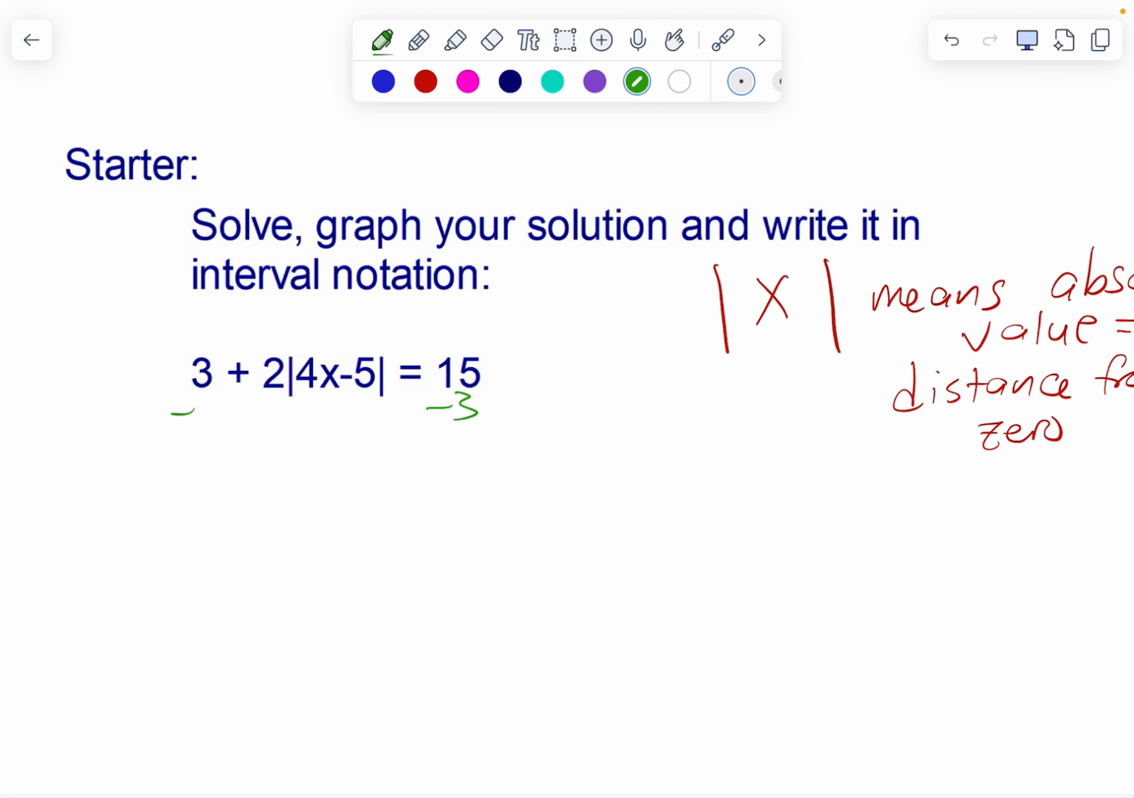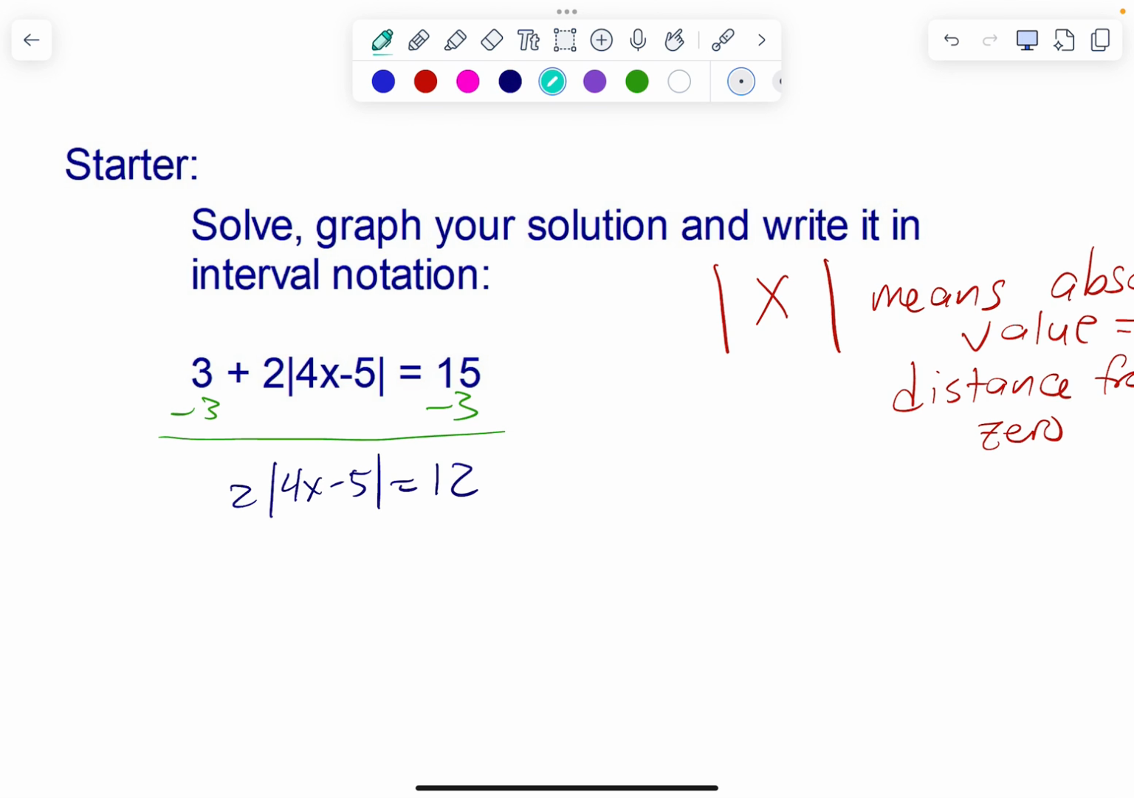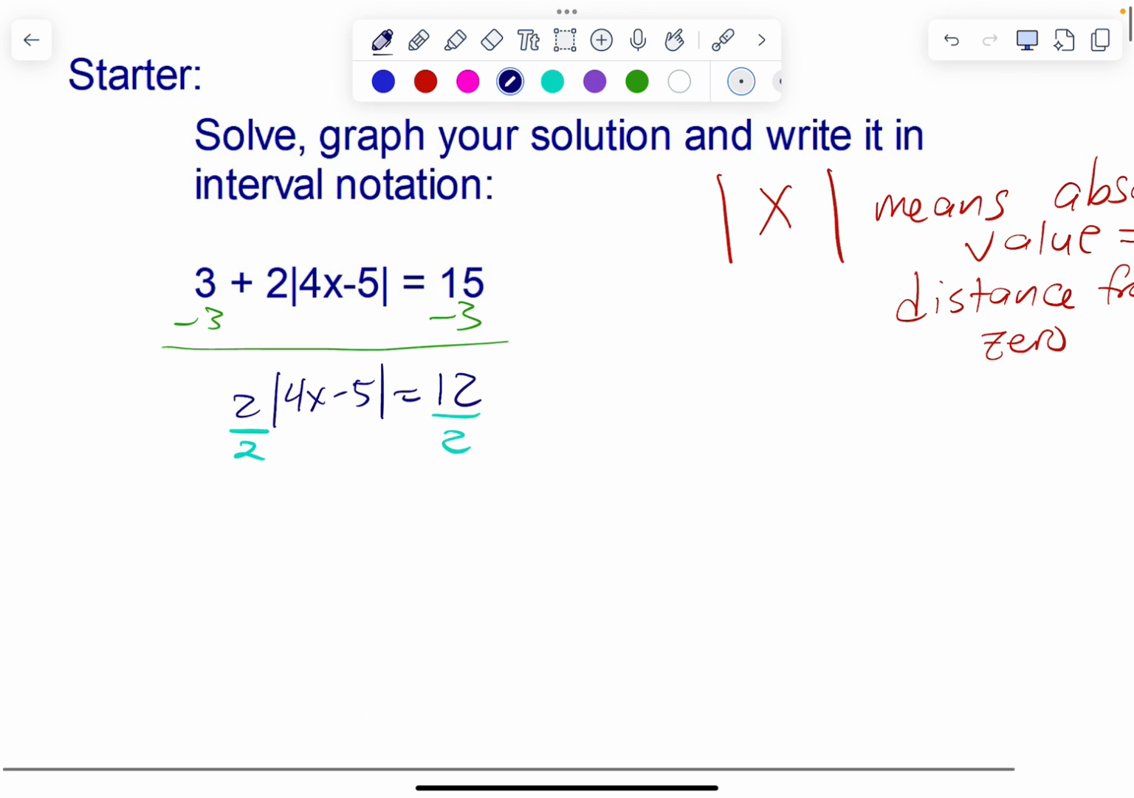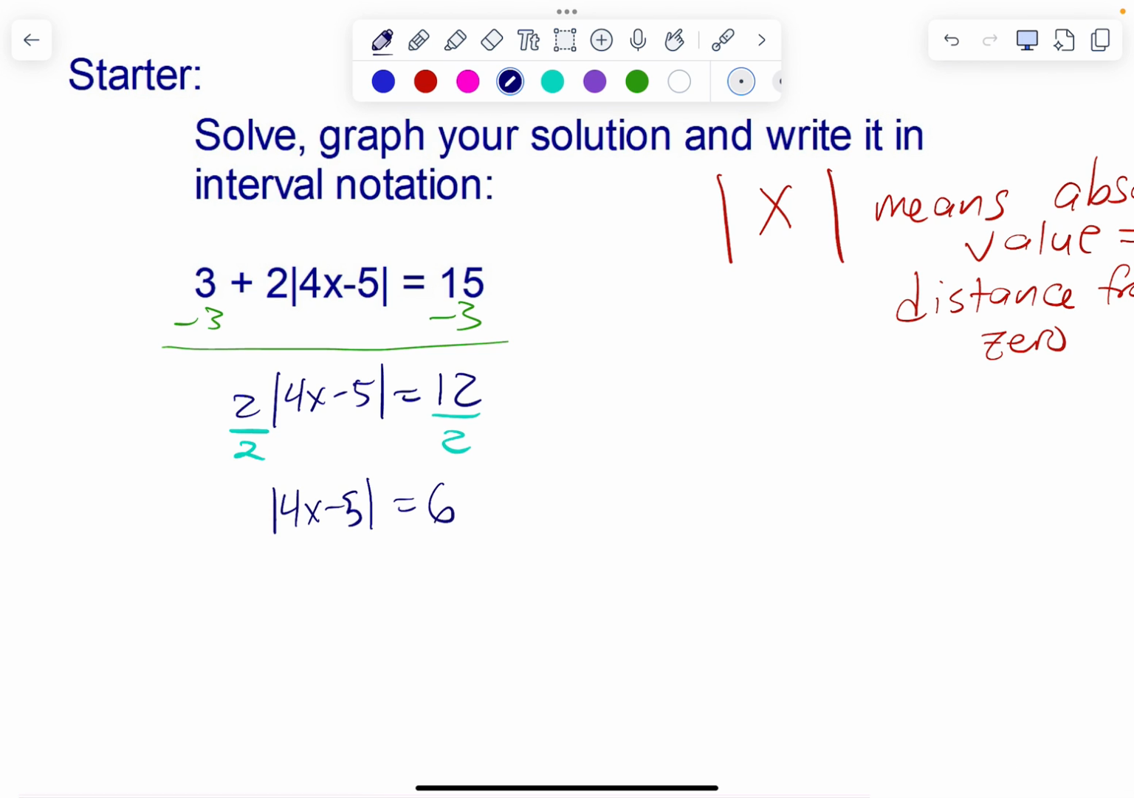Let's subtract 3. Subtract 3. And good grief, I can't write. And we'll get 12. Okay, so how do we get rid of the 2? We can't distribute it. We couldn't add it to the 3. So what do we do now? Divide. Yeah, it says 2 times, so let's divide by 2. And we'll get 6.